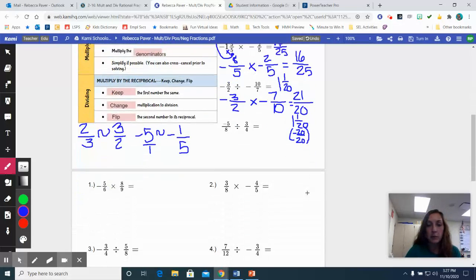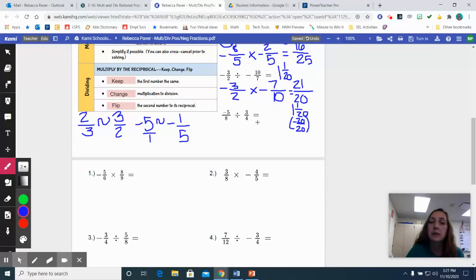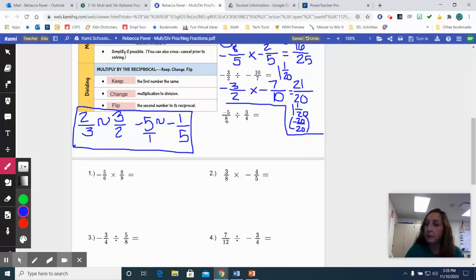And then the last example here, we have negative 5/8 divided by 3/4. I'm just going to draw a little box around here so none of this gets mixed in with this answer. So we've got division with fractions. We don't do that. We'll do keep it, change it, flip it. So I'm going to keep negative 5/8 the same. I'm going to change the division to multiplication, and then I'm going to flip 3/4, so it'll become 4/3.